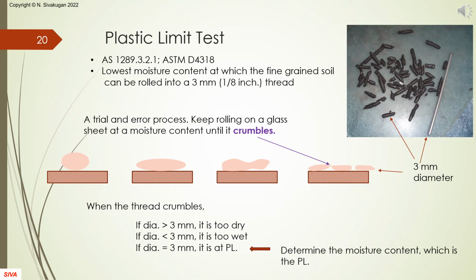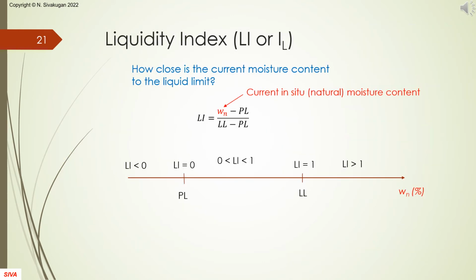If the fine-grained soil is at its plastic limit, and you try to roll it into a thread, it crumbles when the diameter is 3 mm or 1/8 of an inch. Liquidity index is a number which says how close the current moisture content is to the liquid limit. LI equals 1 means the clay is at the liquid limit, 0 means it is at the plastic limit, and greater than 1 means the moisture content is more than the liquid limit.